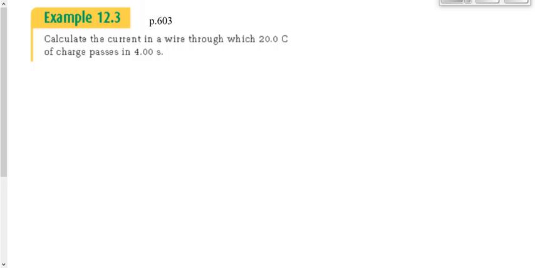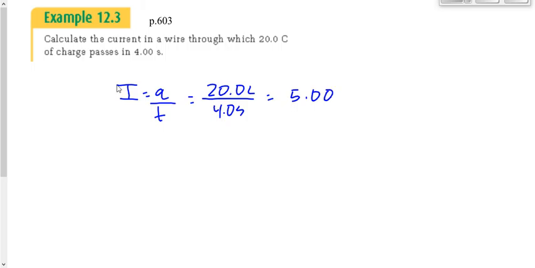Calculate the current in a wire through which 20 coulombs of charge pass in 4 seconds. Well, current is I, charge is Q, time is T. So current is charge divided by time. We're going to divide these two numbers, 20 divided by 4.0 seconds, and we end up with 5.00. I should say, units. Units would be coulombs per second, or we could say 5.00 what? Amps.